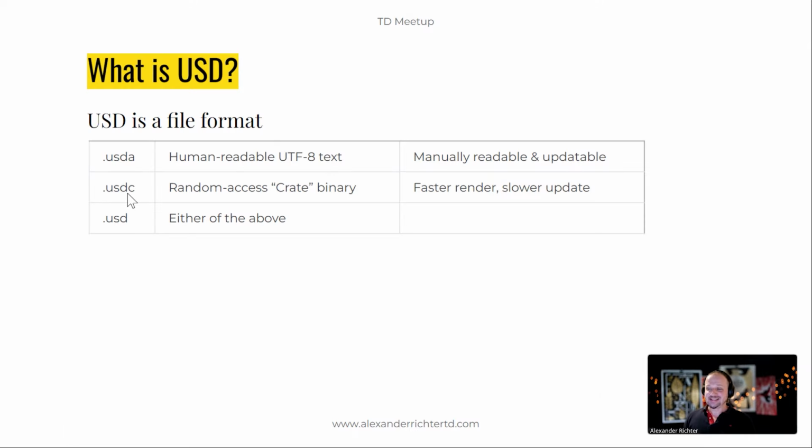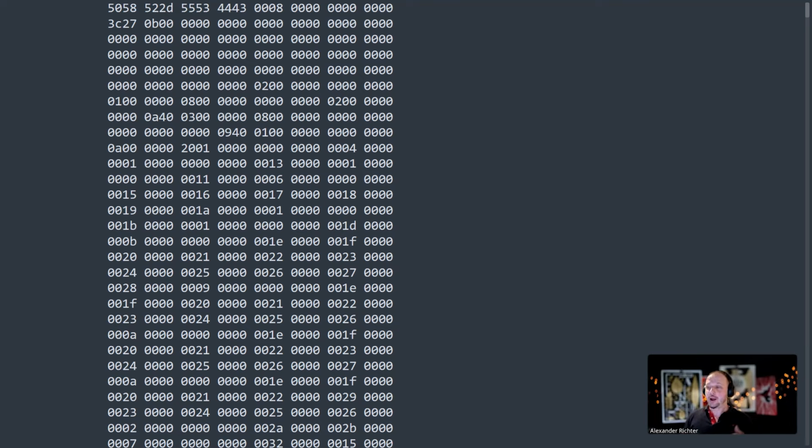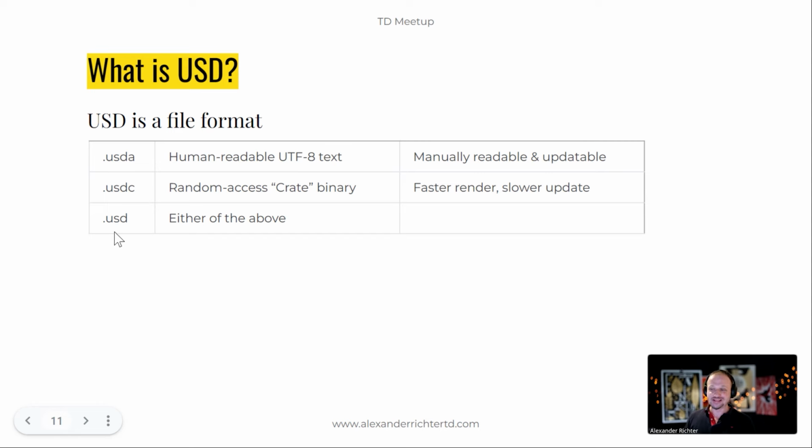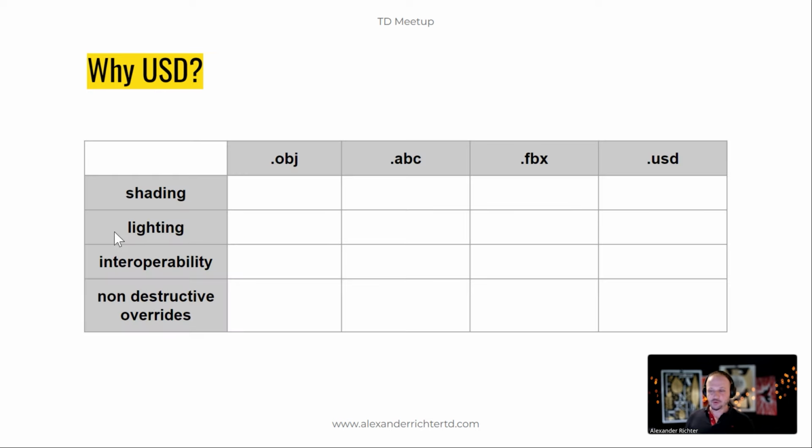Then we have USDC, which is random access binary. So it's binary code. We cannot read it, but it's faster in rendering, could be slower in terms of saving, for example, when we update it. And then we have the USD itself, which basically can be both. It's just the extension USD, but it can be the human readable or random access binary. But USD is much, much more. And that's what we want to talk about today. That's why we are looking into USD, because there is more than just the file format.